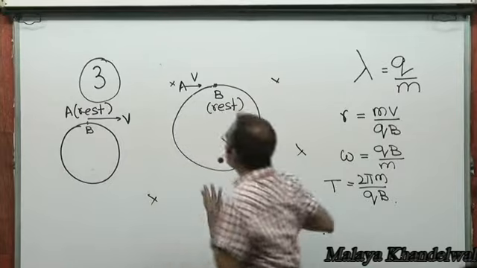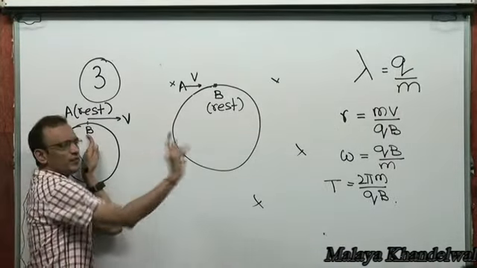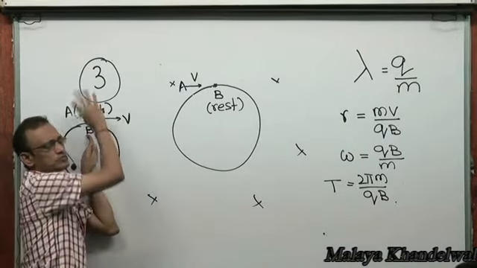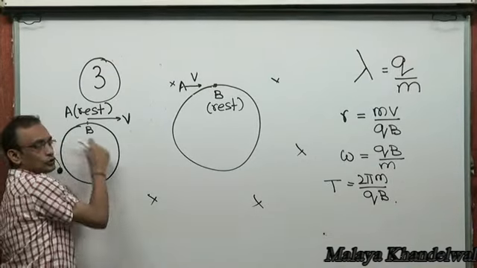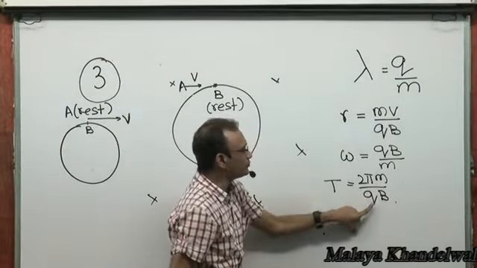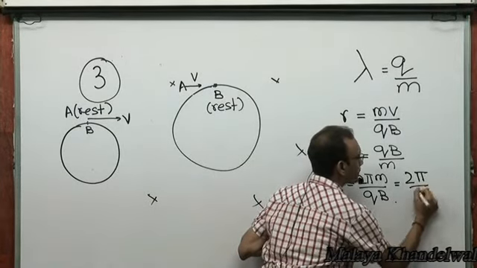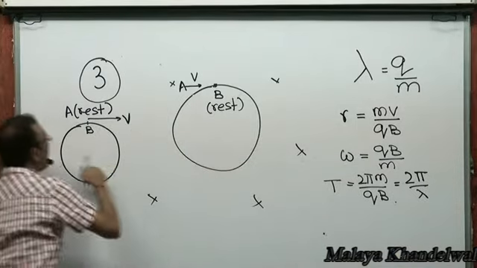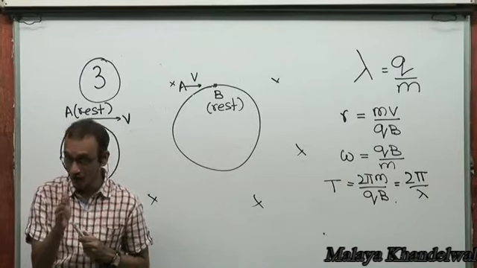Now, look at A. When it has given away the velocity to B and has come to rest, what time does B take for a full revolution? This time, if you take Q by M as lambda, is 2 pi by lambda. In a time equal to 2 pi by lambda, A is idling. Yes or no?